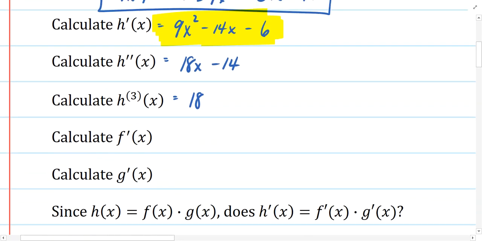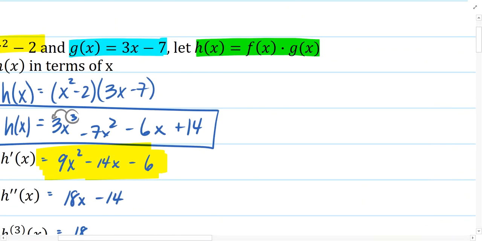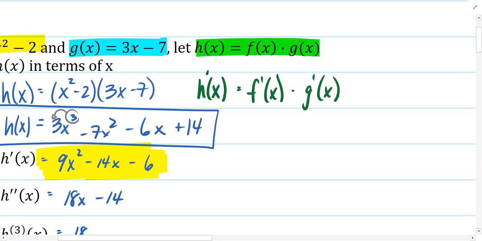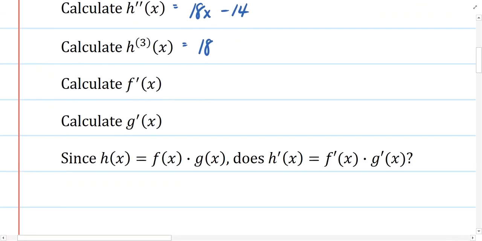So this is the derivative that we're after, and some of you might be thinking, well, if h of x is equal to f of x times g of x, wouldn't the derivative of h just be the derivative of f times the derivative of g? I mean, it works for addition and subtraction. Why wouldn't it work for multiplication? Well, let's take a look.